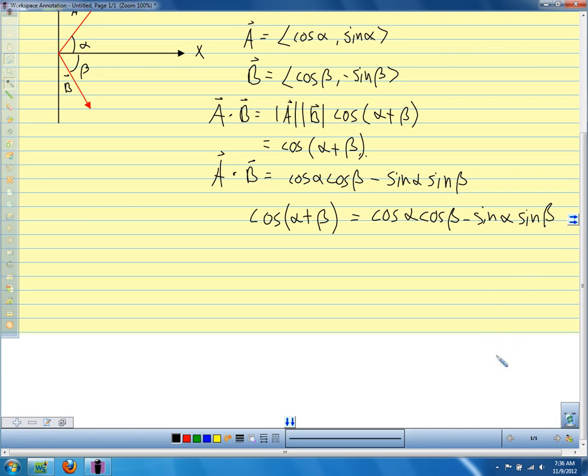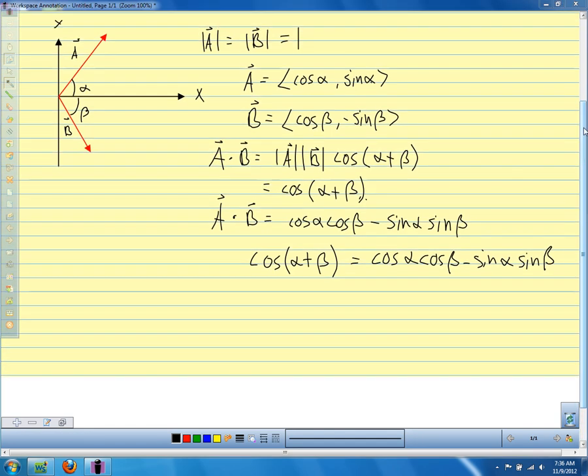And we get our sum identity for cosine from the dot product. Proving this identity using triangles and unit circle geometry is kind of long and ugly, but this makes it really nice. And if you set up your vectors, you can come up with your other identity, and it's a very easy thing to do.